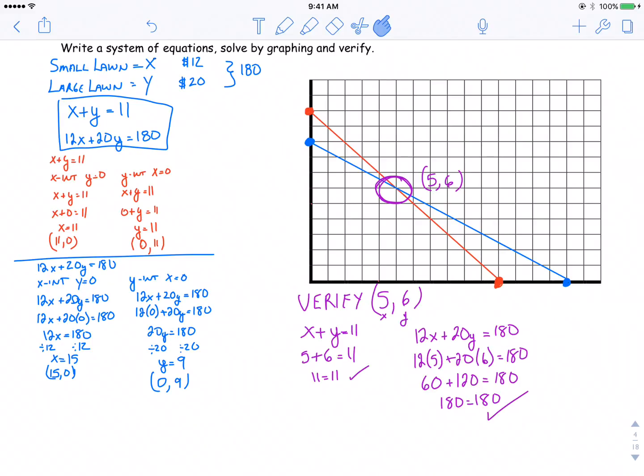Okay, lots and lots of practice coming, so make sure that you get a handle on all of this stuff. You can graph with x-y intercepts. Sometimes it's easier, sometimes slope intercept is easier. Totally up to you. But just remember, in order to get better at this, you need to practice, practice, practice.